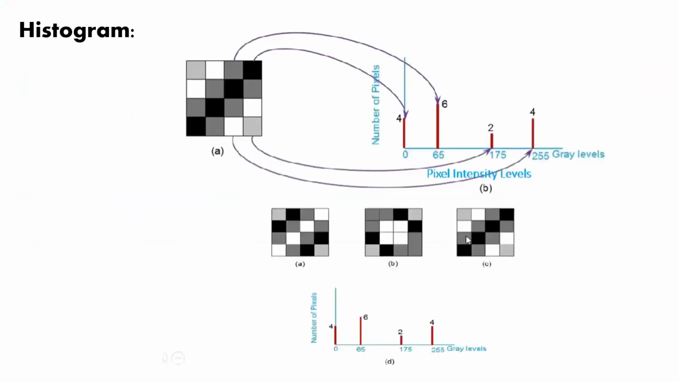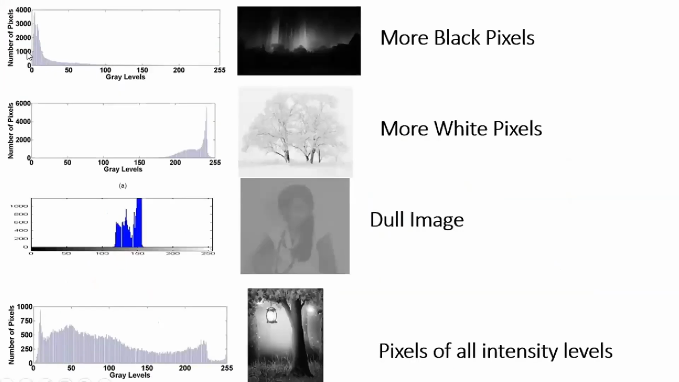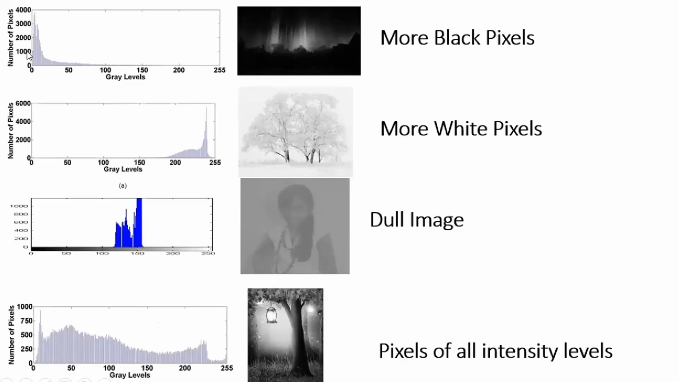You can write a histogram diagram on your own. For a gray image, on the x-axis you take the pixel intensity level, and on the y-axis the number of pixels, where 0 is black and 255 is white. If the image has mostly black pixels, how does the histogram look? If it is completely white, how does it look? You can take many such examples and draw them. Histogram equalization you can also write.